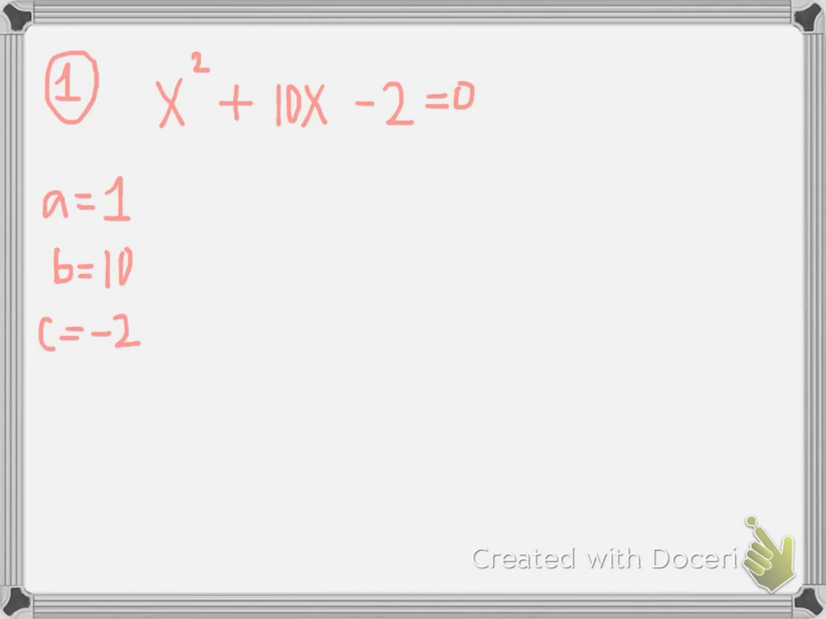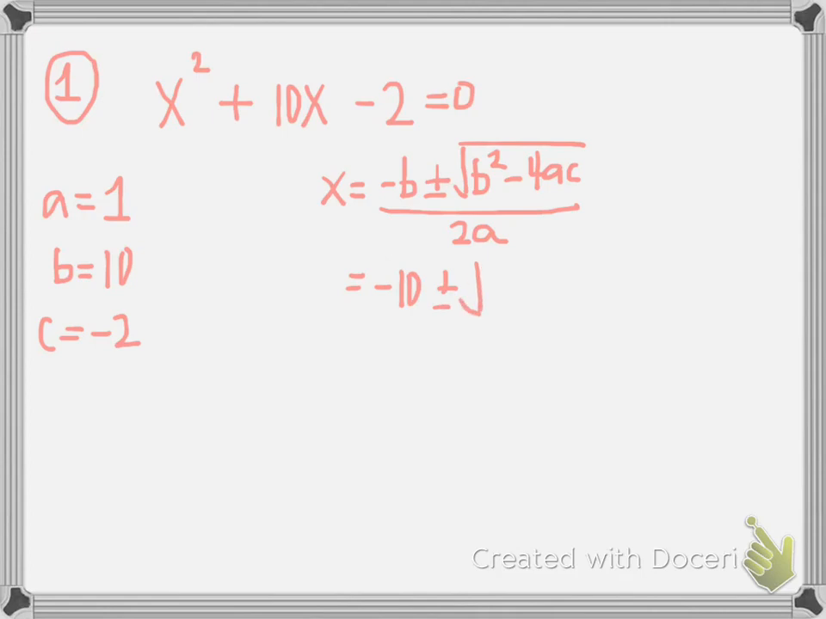Okay, so your quadratic formula is negative b plus or minus the square root of b squared minus 4 times a times c, and that's all going to be over 2 times a. So what I'm going to have is negative 10 plus or minus the square root of 10 squared minus 4 times my a, which is 1, times my c, which is negative 2. It's all underneath the square root, and then this is all going to be over 2 times a, which is 1.